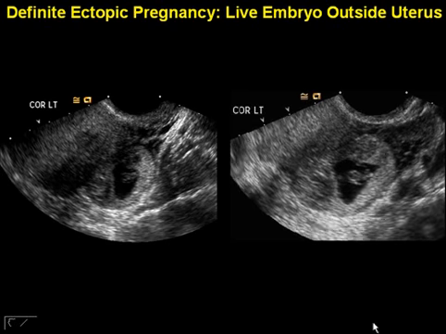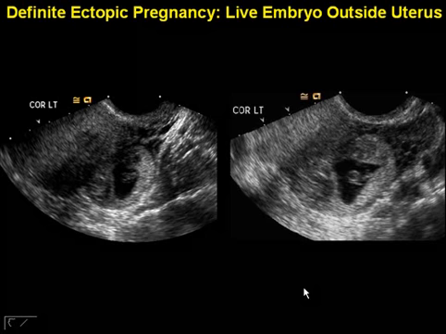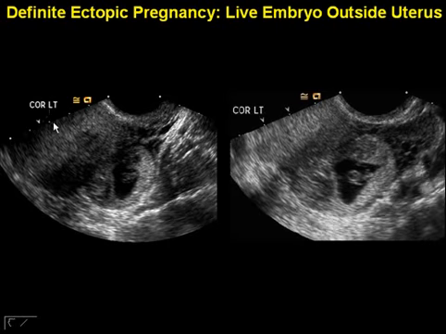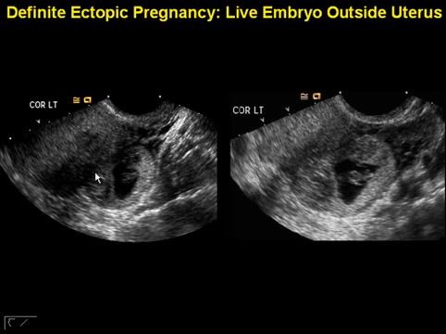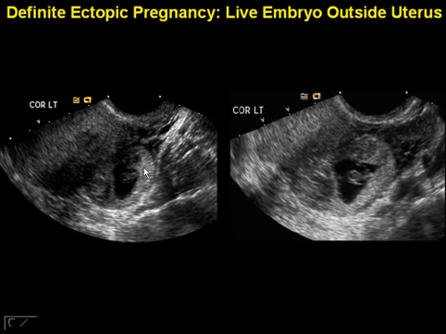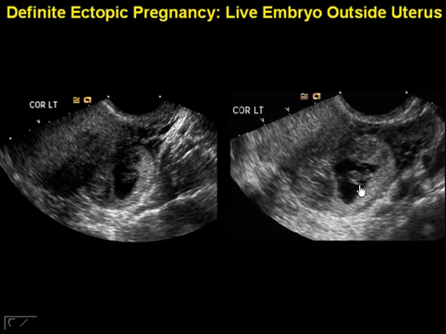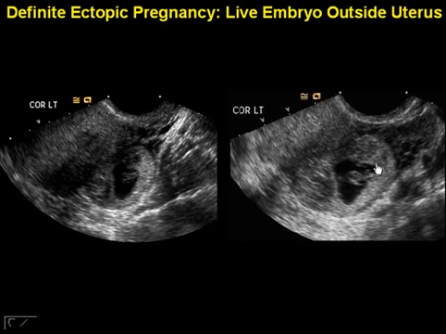So let's go on to look at some ultrasound examples of these. This is a definite ectopic pregnancy. Here is a coronal or transverse view of the pelvis. You can see the uterus here. There was nothing in it, but we see what looks like a gestational sac in the left adnexa. And here on the real-time video clip, you can see that it's definitely a gestational sac in the adnexa, so it's a definite ectopic pregnancy. There's a heartbeat. There's a live embryo outside the uterus.